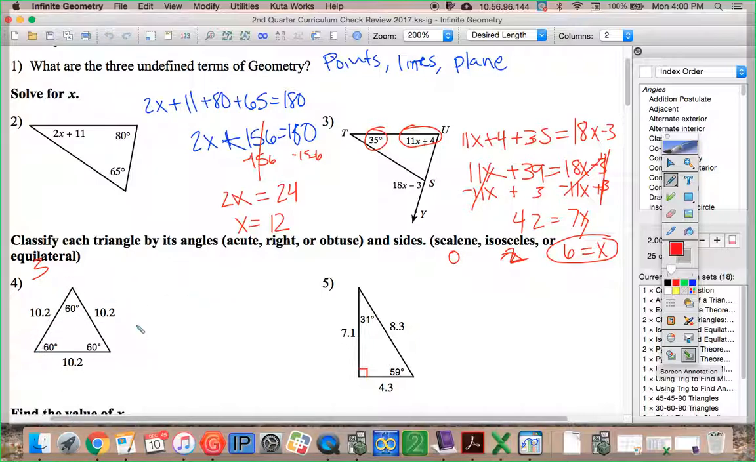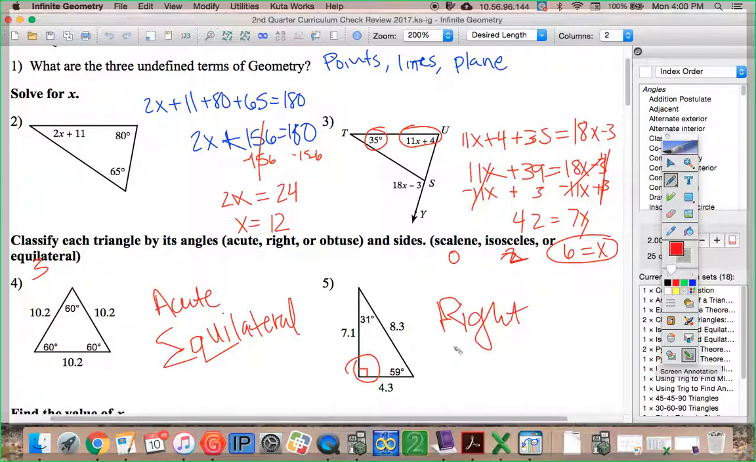Okay, so all these are the same, so that is acute and equilateral. This one has a right angle, so that makes it right. And none of the sides are the same, so that makes it scalene.